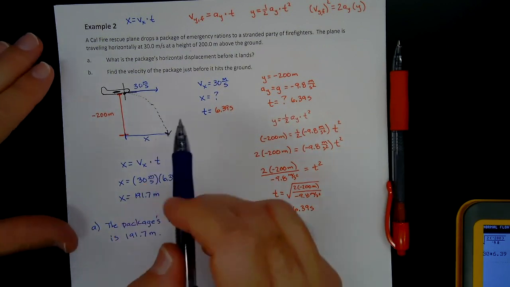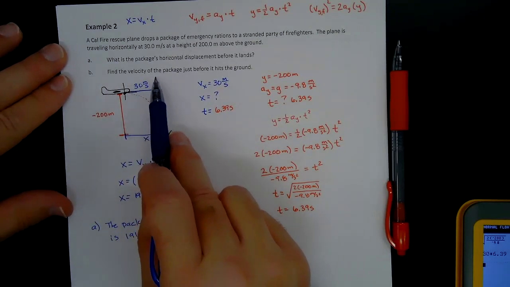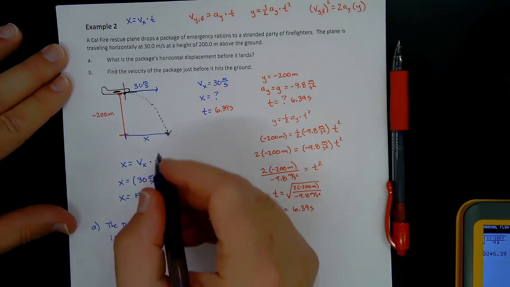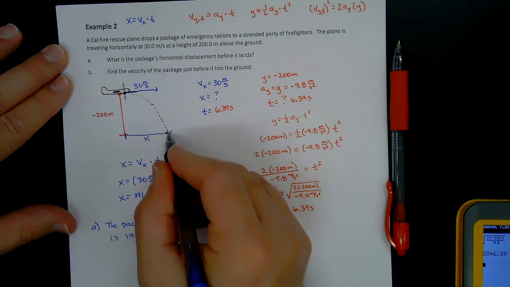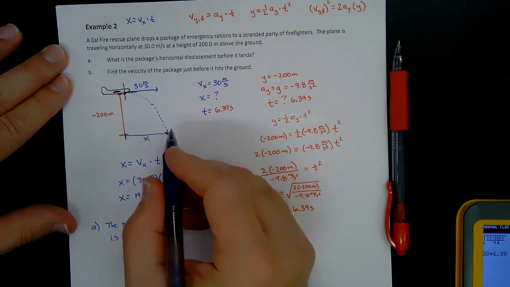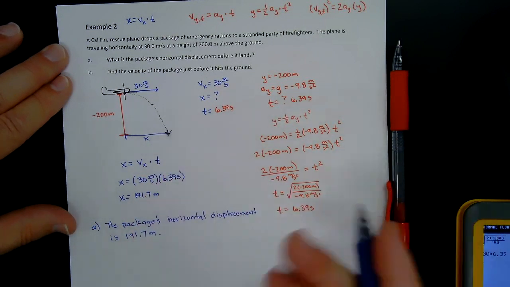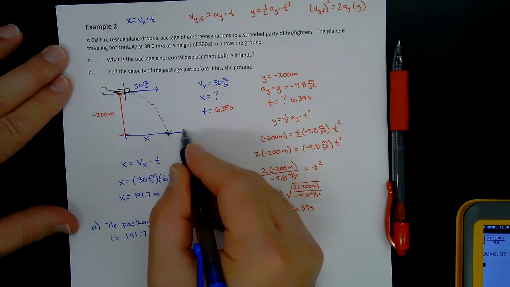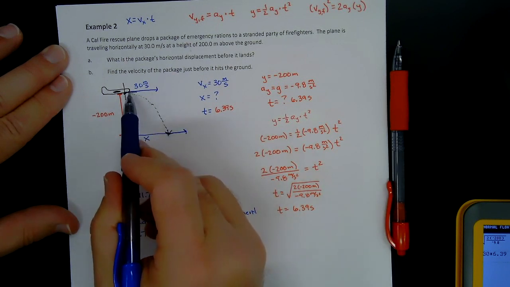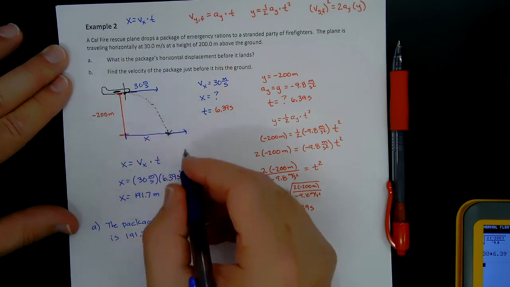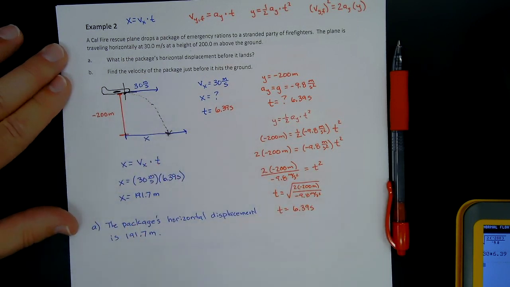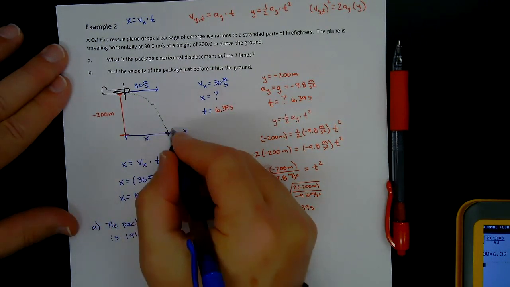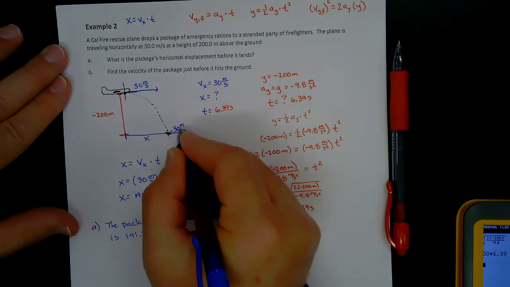Okay, now for part B, we want to find the velocity of the package just before it hits the ground. Okay, so just before it hits the ground, it has a velocity at an angle. So that means that's a vector. So we have to figure out what the horizontal component is. Well, we know the horizontal component is the same as the initial velocity of 30 meters per second. So this package is going horizontally continuously the whole time, 30 meters per second, okay?